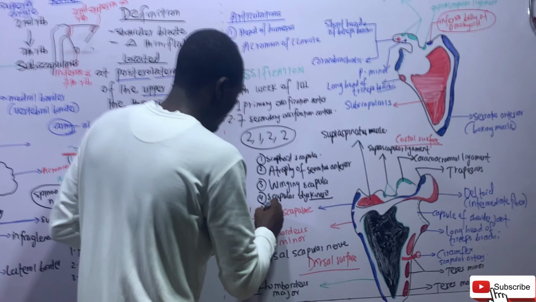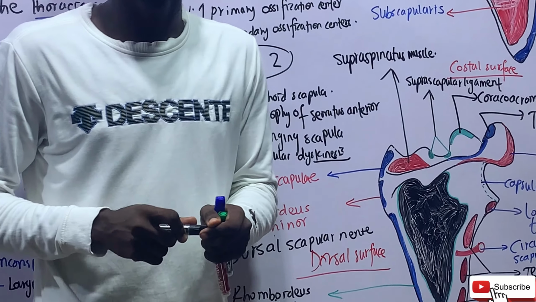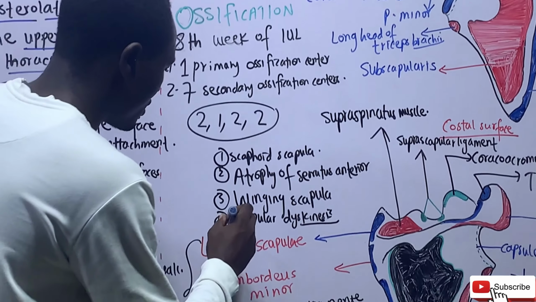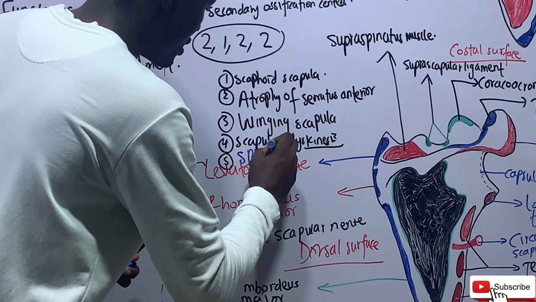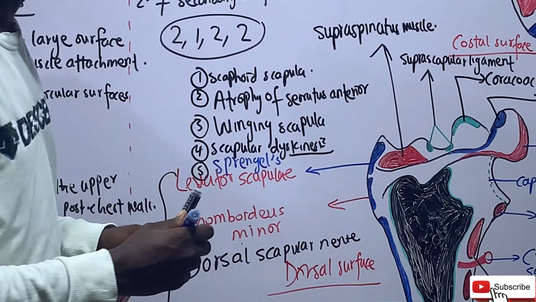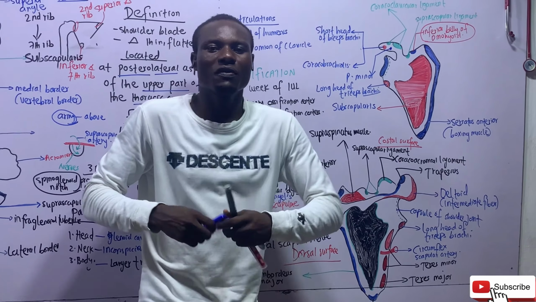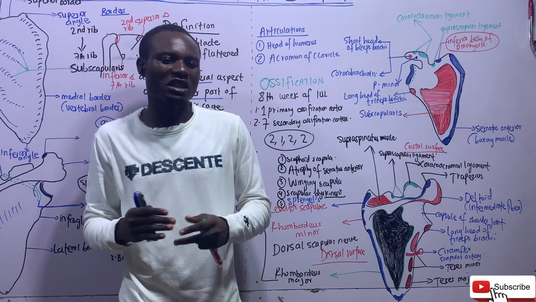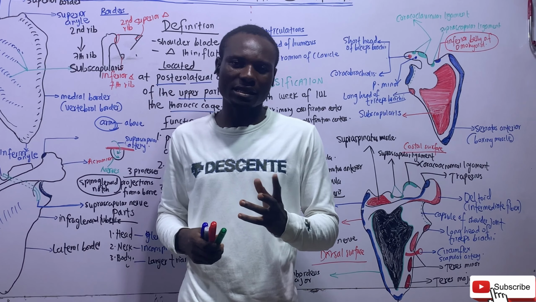And number five, we have what is called the Sprengel's deformity. S-P-R-E-N-G-E-L-'S. The Sprengel's deformity was first reported by Otto Gerhard Karl Sprengel. He was a German surgeon who described this case in 1891.